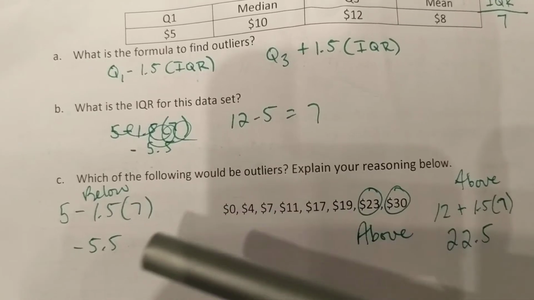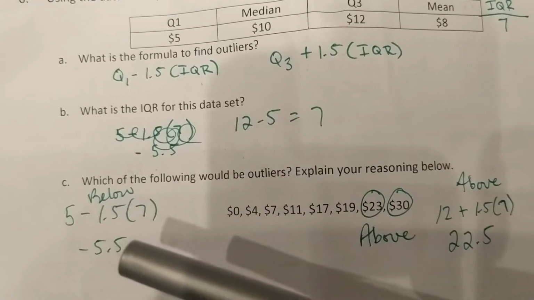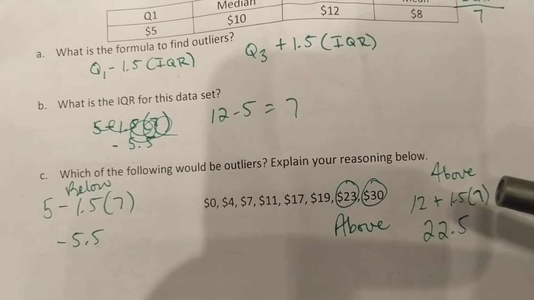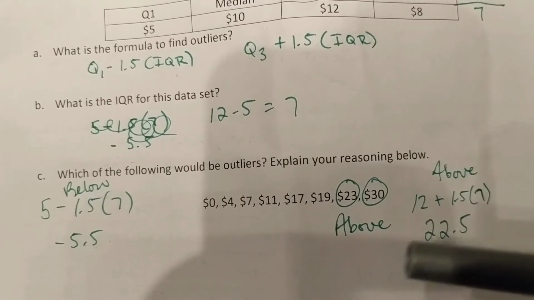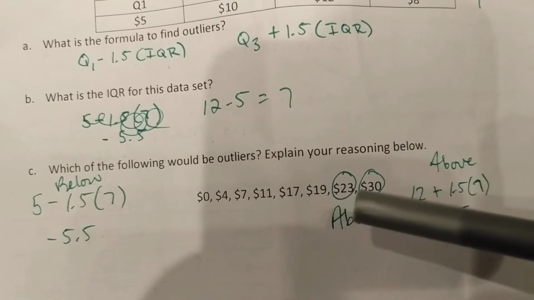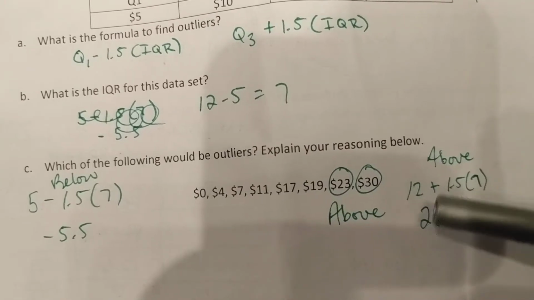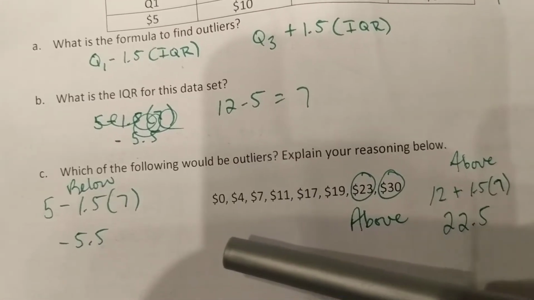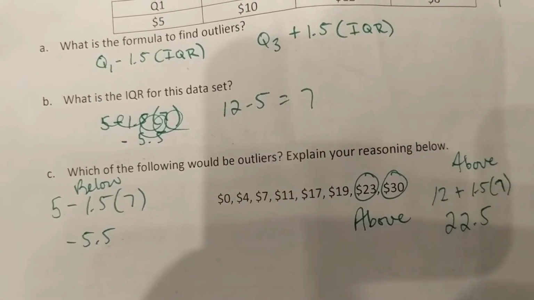And which of the following will be outliers? I plugged the numbers into the formula. I got negative 5.5. Plugged them in for Q3 plus 1.5 times 7. Got 22.5. And there's 2 outliers, 23 and 30, because they're both above 22.5. None of those values are lower than negative 5.5. So our only outliers are 23 and 30.